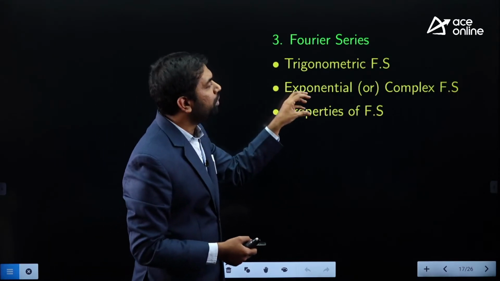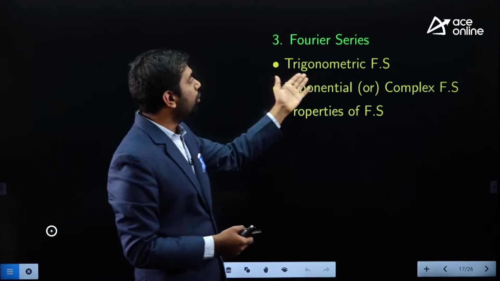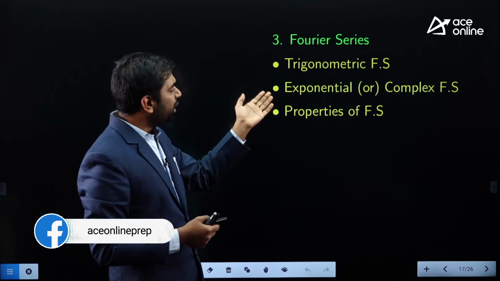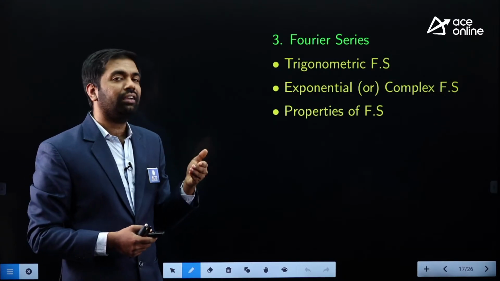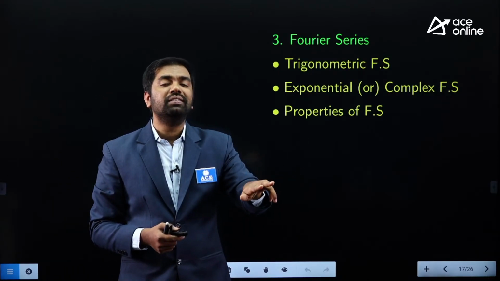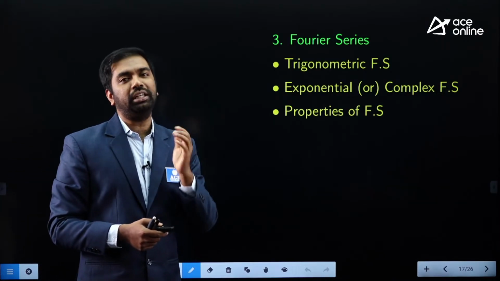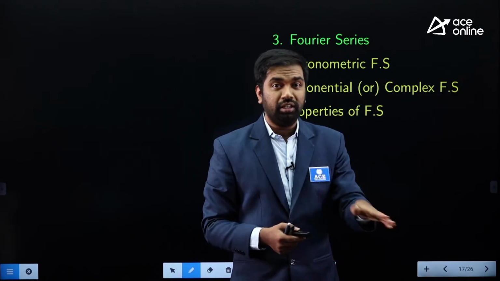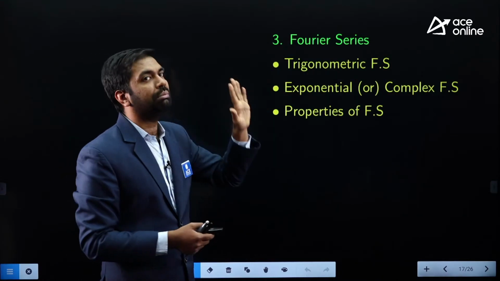What is the relation between the complex exponential Fourier series coefficients and trigonometric Fourier series coefficients? There is a relation between the two. If you can find the complex exponential Fourier series coefficients, for example if you know Cn, then from Cn you can obtain C minus n. With the help of Cn and C minus n, you can find An, Bn. So with one calculation of Cn, you can find C minus n and then An, Bn. This makes our analysis very, very simple.